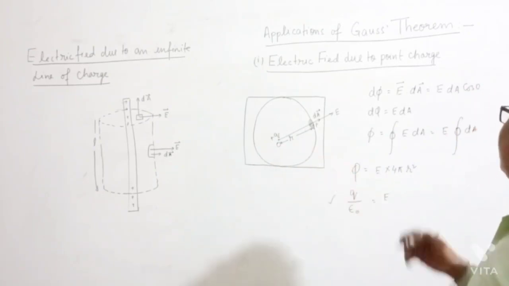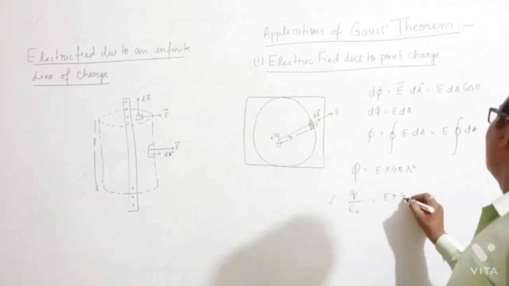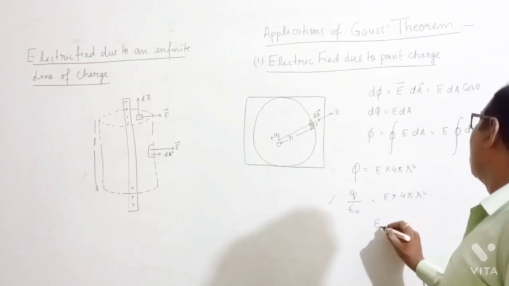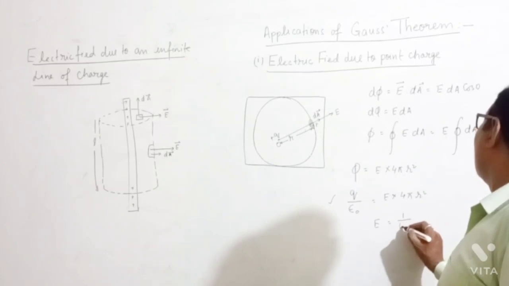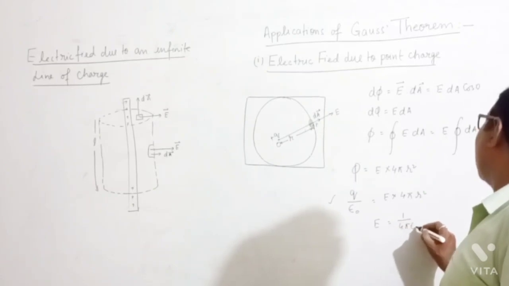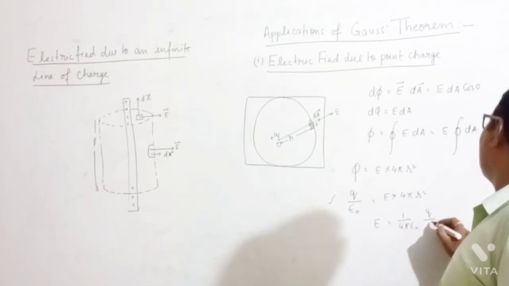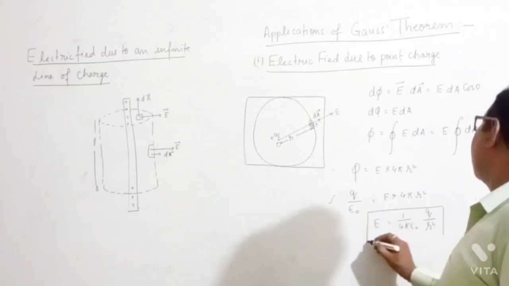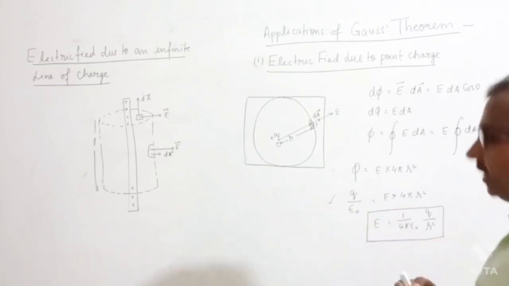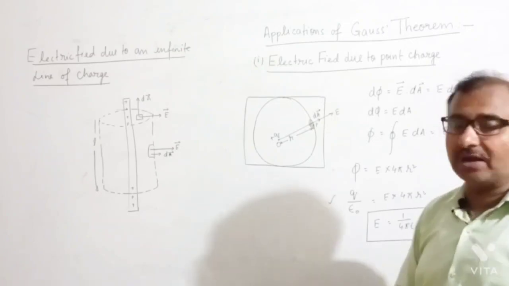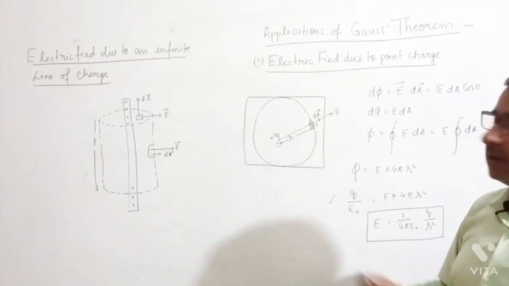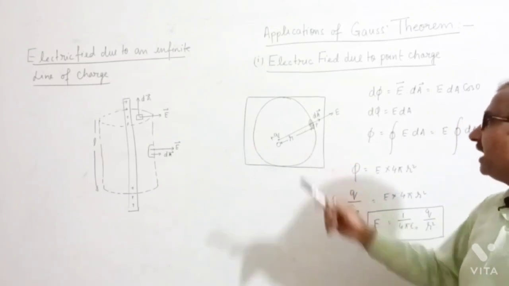So E equals 1 upon 4 pi epsilon naught times Q upon r square. This is the formula for intensity of electric field due to a point charge. Due to point charge Q, if you want to find the intensity of electric field at point P, which is at r distance, that is E equals 1 upon 4 pi epsilon naught Q upon r square.